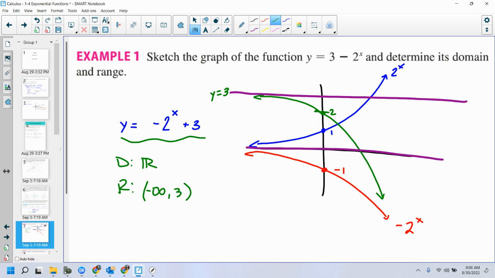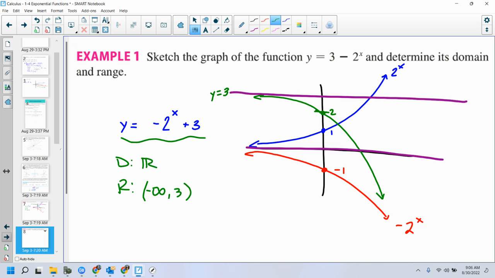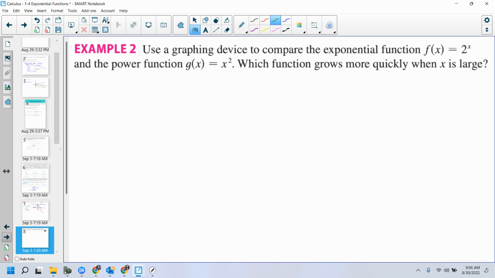Questions about that one? And again, we could use our graphing calculator to confirm, but we're good. All right, it says use a graphing device to compare the exponential function 2 to the x and the power function x squared. Which function grows more quickly when x is large?